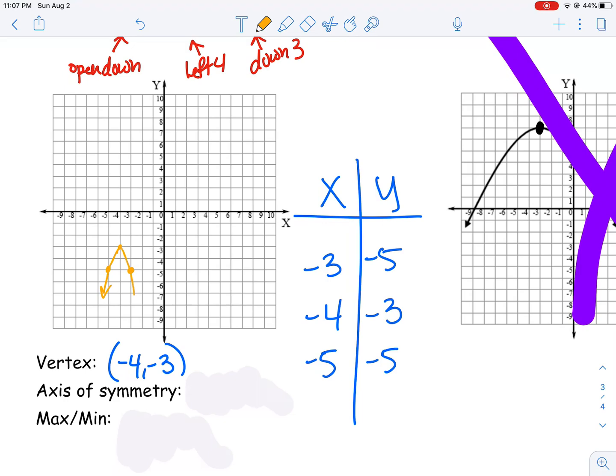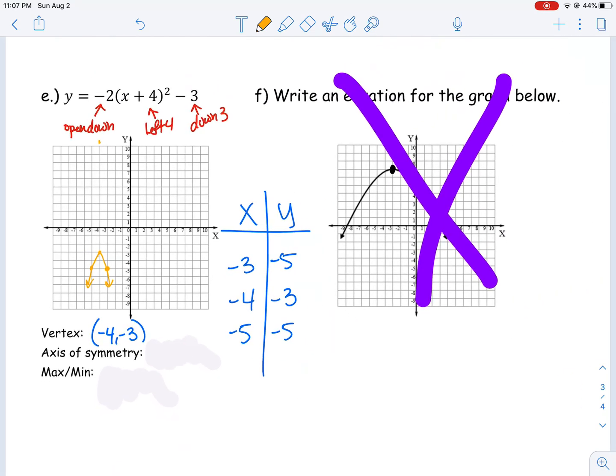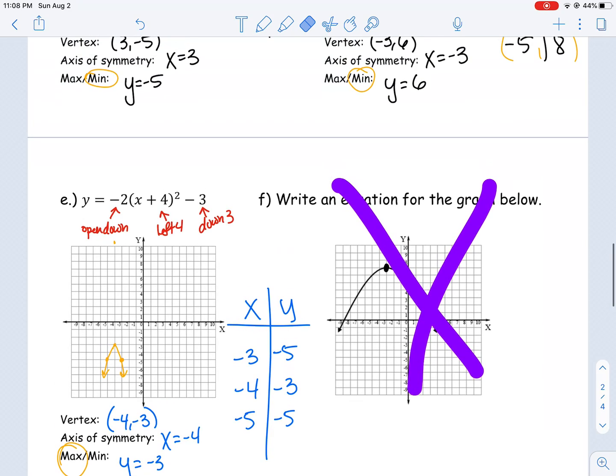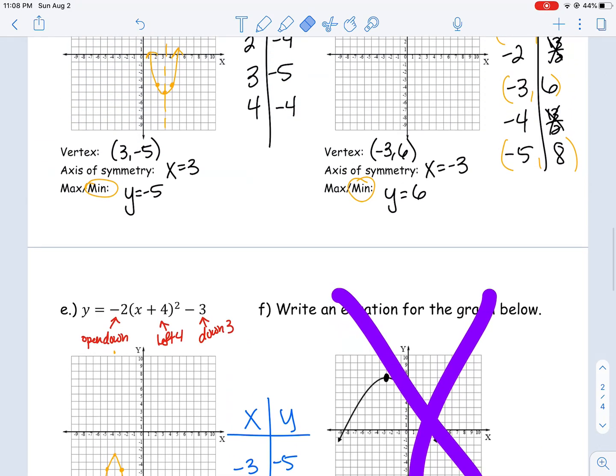All right, and so my parabola opens down. It's pretty skinny. Yep, that makes sense. I'm left 4, down 3. My axis of symmetry is at x equals negative 4. Because I open down, I know that I have a maximum on this one, and my maximum value is at y equals negative 3.